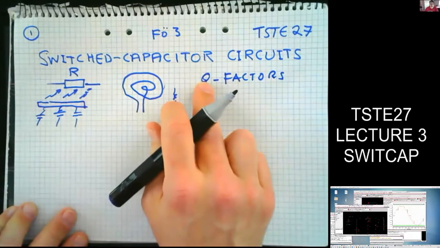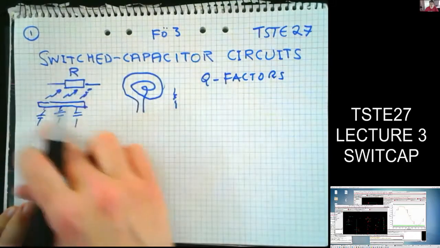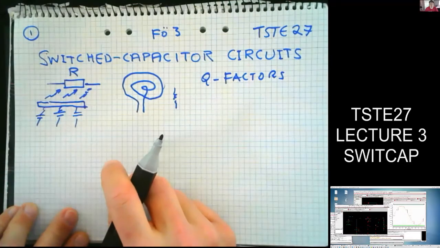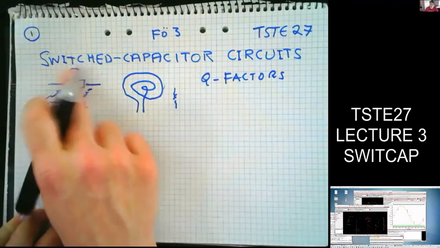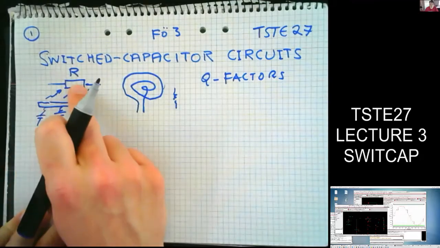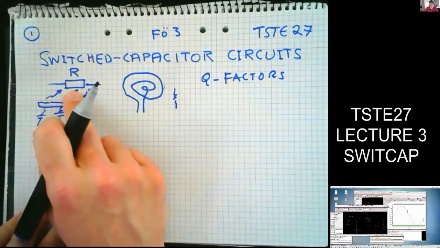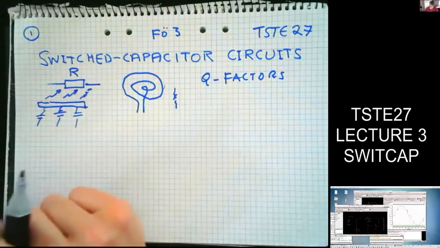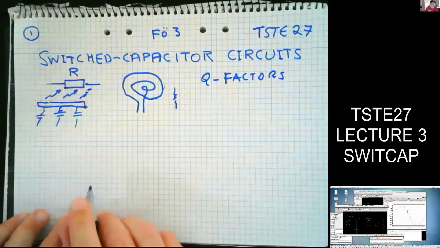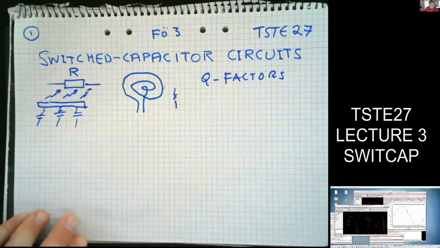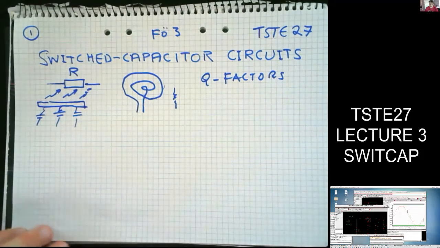So the idea here instead is to find an element which can mimic these components. Today we're going to look at the switched capacitor, which can mimic the resistance or the resistor in the component. So let's look a little bit at how we can do that and start with the basics.